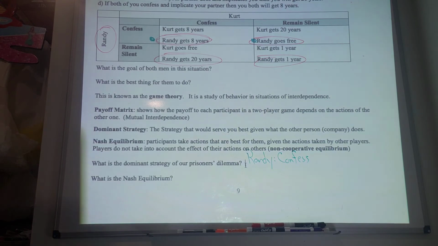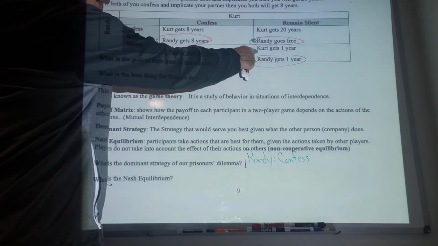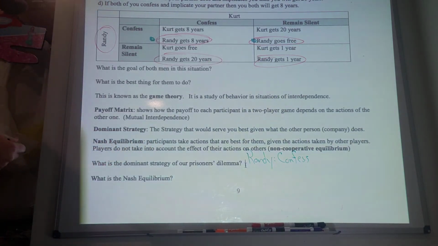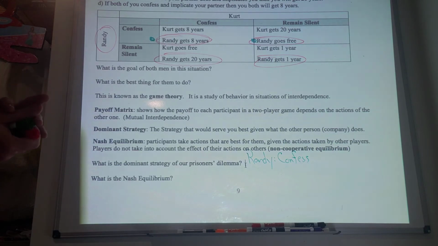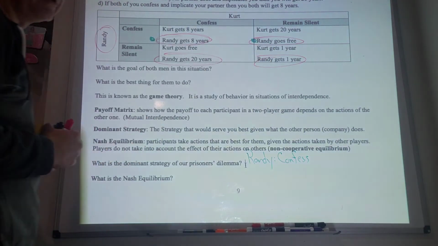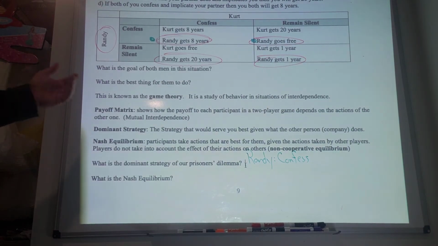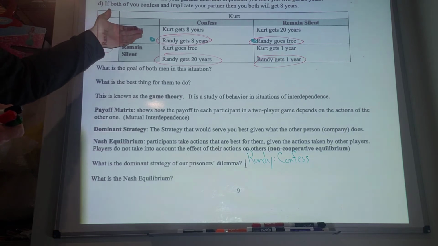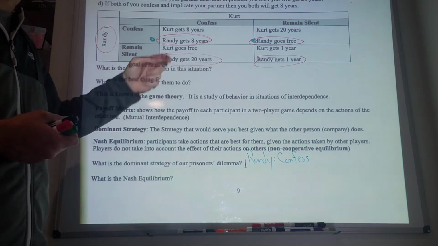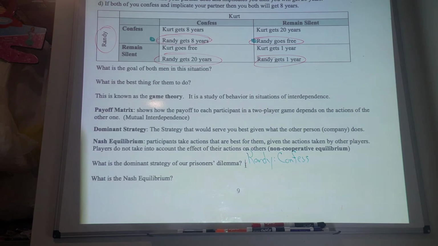Now the interesting thing is, if he could know what the other person was going to do and collude, he could get 1 year. Now he's taking the risk of getting 8 years, but it's to avoid 20 years. Okay? Because he doesn't want to get the 20 years. So if he could collude and they both could talk and say, okay, we'll both remain silent, that's fine. But the problem becomes when the other person cheats on you, or in this example confesses, and if you remain silent, Randy would get stuck with 20 years and he doesn't want that.